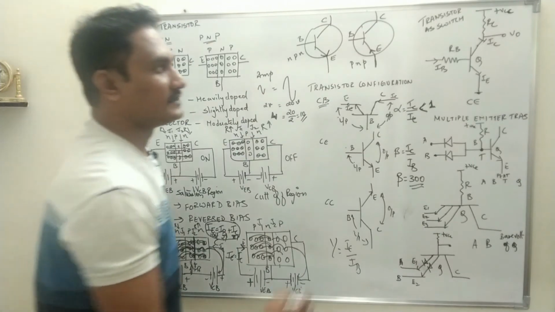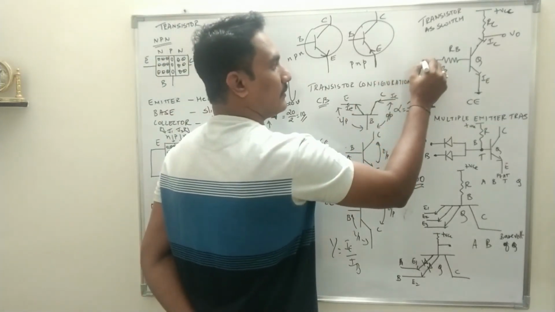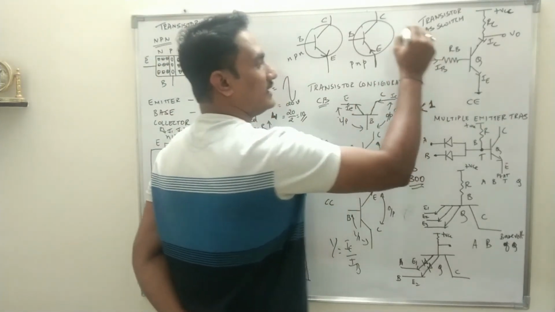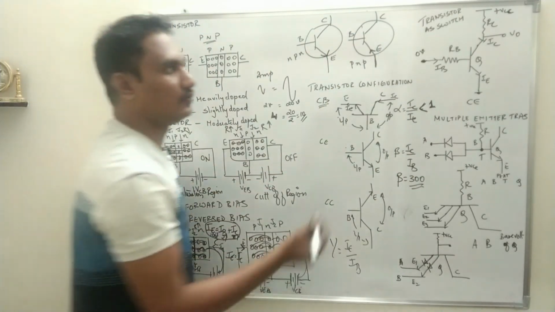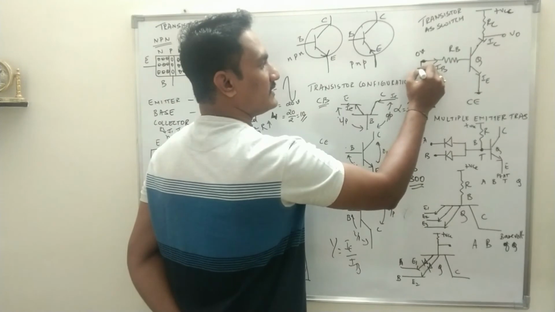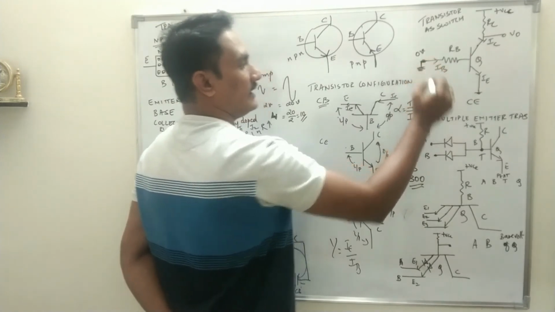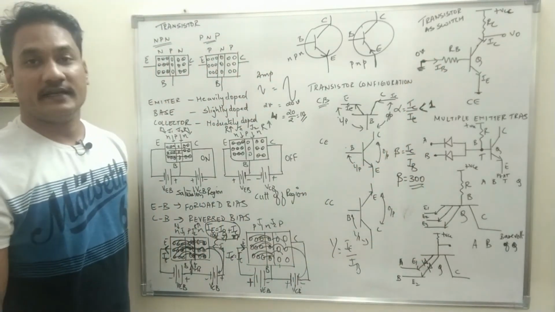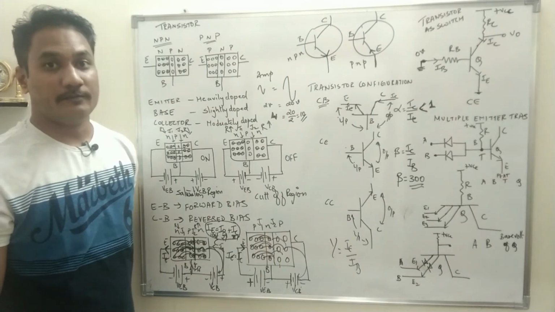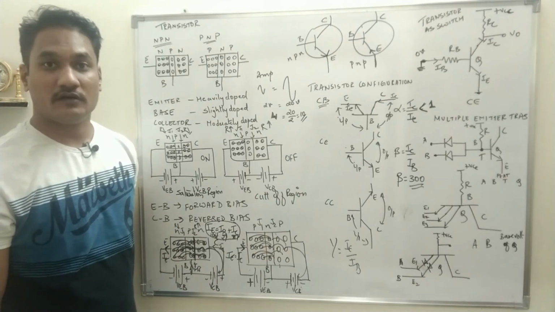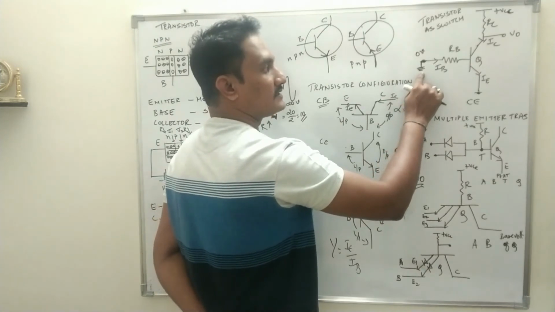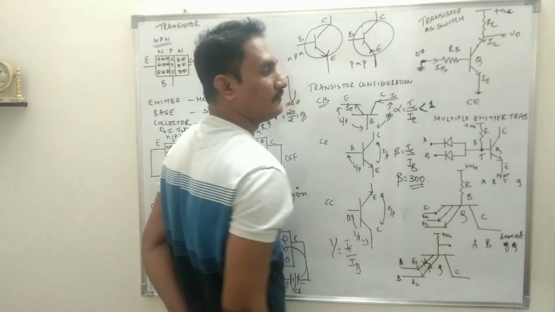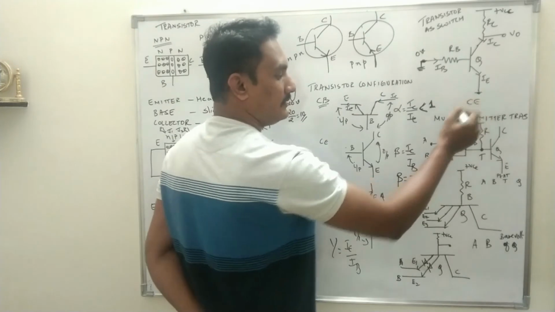Now see what happens. Suppose at this point I apply 0 volt. What does 0 volt mean? 0 volt means no potential. That means it is as if I have connected that input base terminal to ground. So if I connect the base terminal to ground, the base current will become 0, right? And this is common emitter configuration.